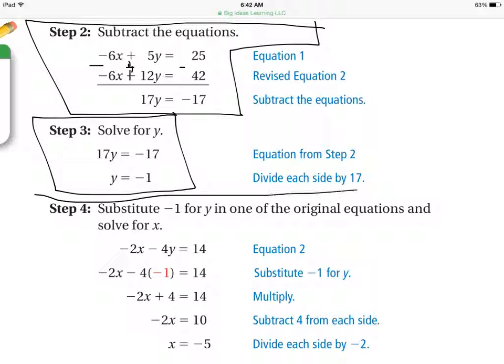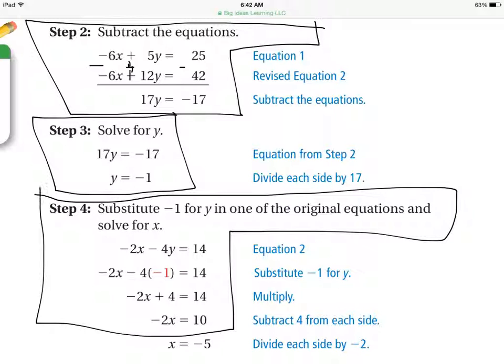Next, step number 4. I'm just going to substitute negative 1 for y right here. If I do so, my equation is going to come out to be negative 2x minus 4 times negative 1 is equal to 14. Doing this, I'll end up with the equation negative 2x plus 4 is equal to 14. Now, if I subtract 4 from both sides, and if I divide by negative 2, I'll end up with x is equal to negative 5.